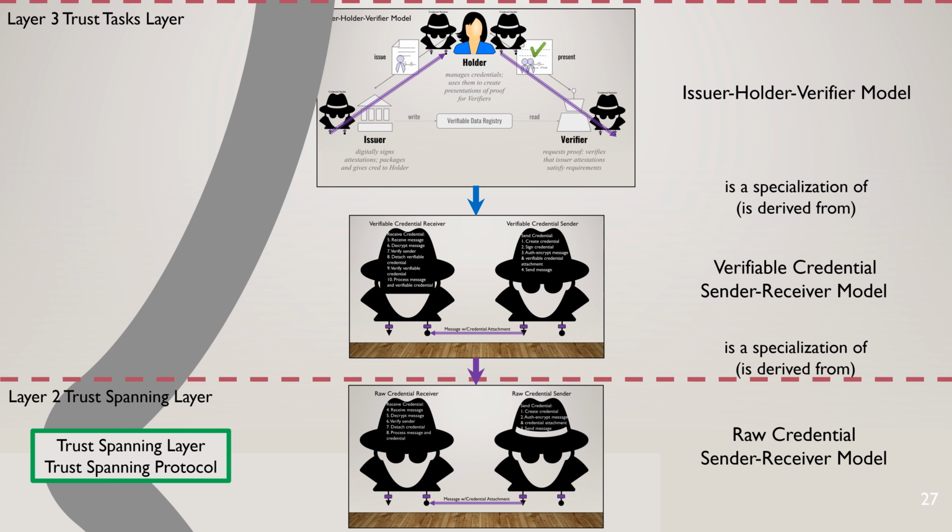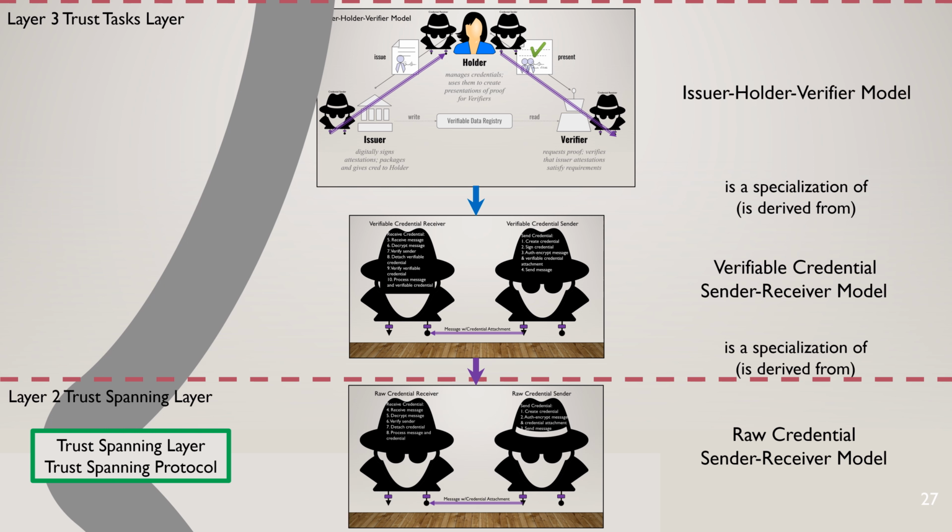Let's go in reverse order. Let's start at the top. We've got the issuer-holder-verifier model that we've already seen. On the left, the issuer is acting as a specialization of a credential sender, sending it to the holder, who on the left-hand side of this diagram is acting as a credential receiver. This is really just an instance of the verifiable credential sender receiver model in the middle of this diagram.